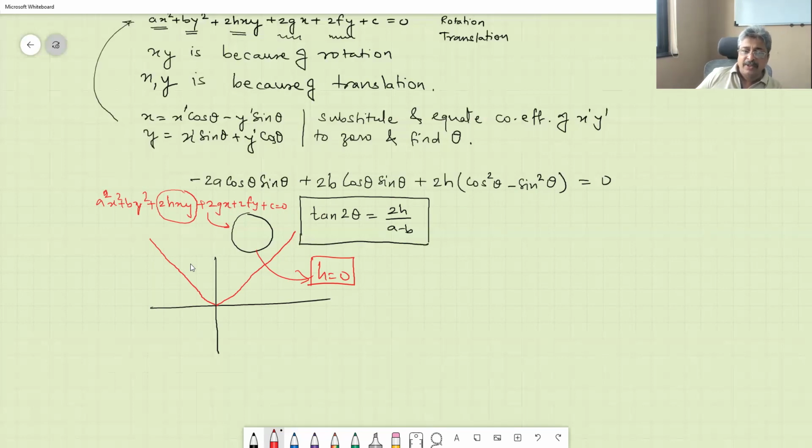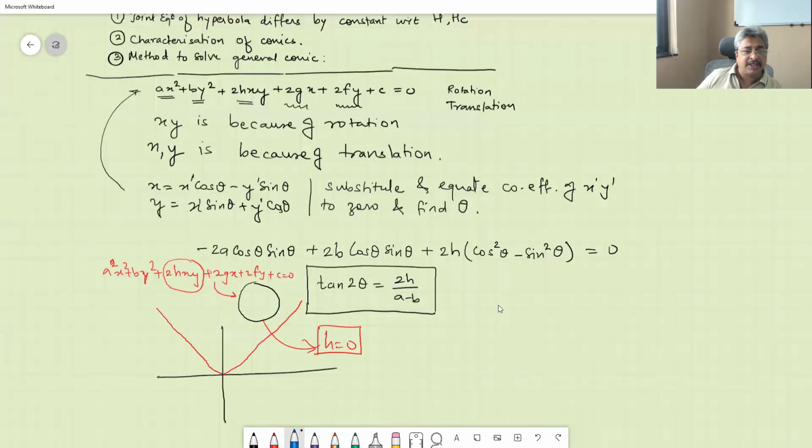So we can directly say we are into characterization now. Therefore, the first characterization: if the given general degree 2 expression, let us call it S, is given to us, first check delta. Delta means check whether it is a pair of lines, that is, whether delta is equal to 0 or not.